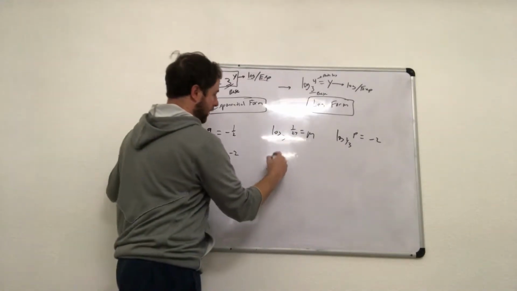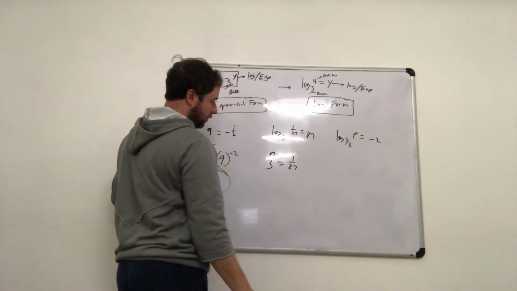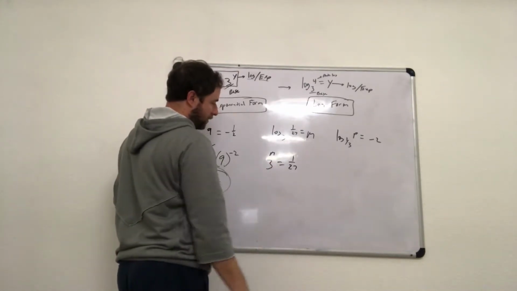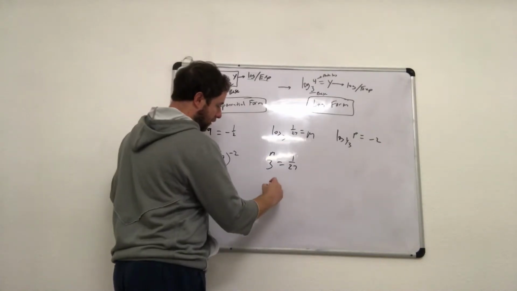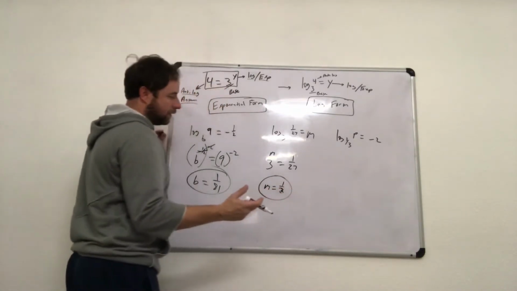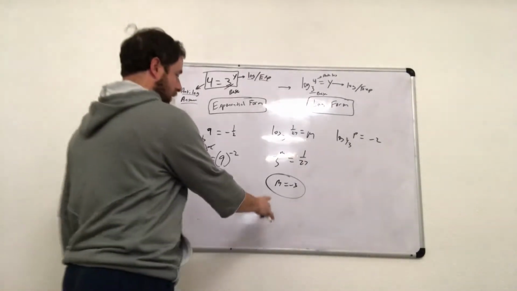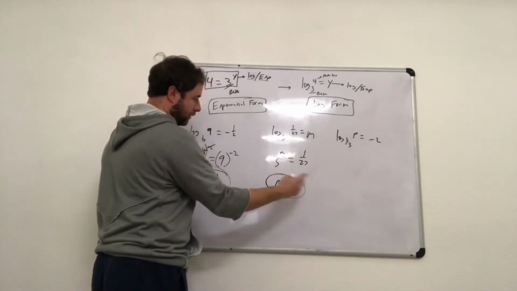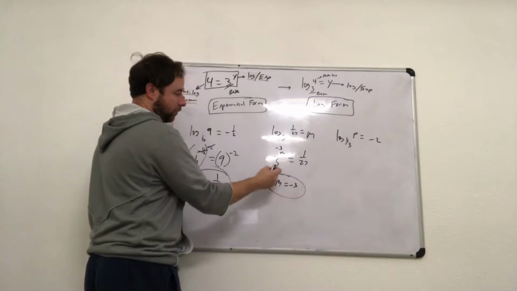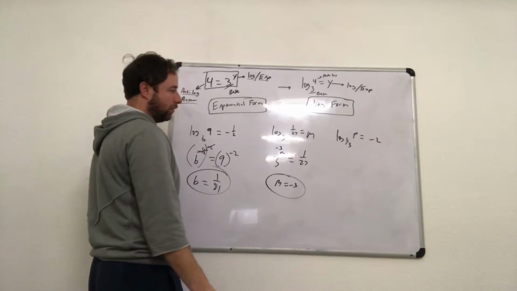Look at the next one here. You have 3 to the m equals 1 over 27 when you rewrite that. And so 3 to the what is 1 over 27. It's going to be, m is going to equal 1/3 because 3 cubed is 27. Actually said that wrong. It is negative 3, not 1/3. It's to the negative 3 power because 3 cubed is 27. Negative 3 brings it to the bottom and you get 1 over 27.